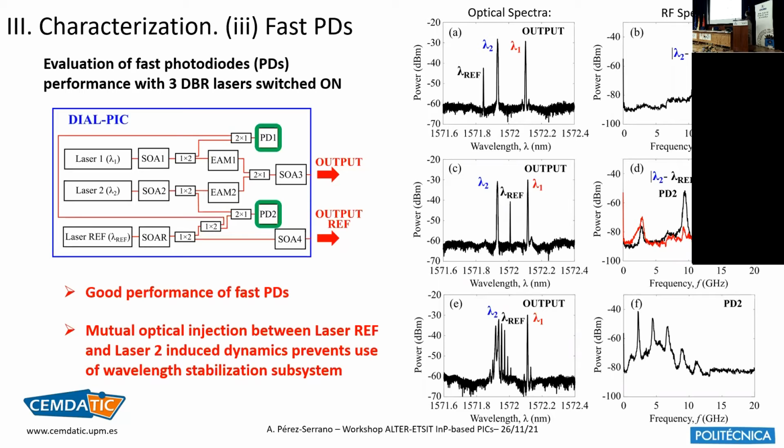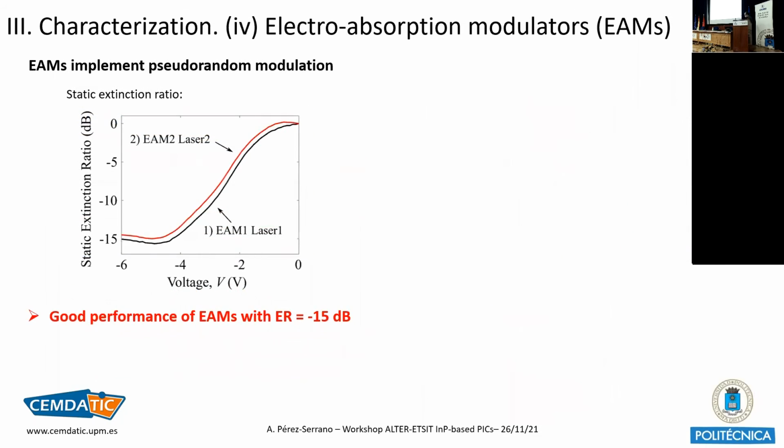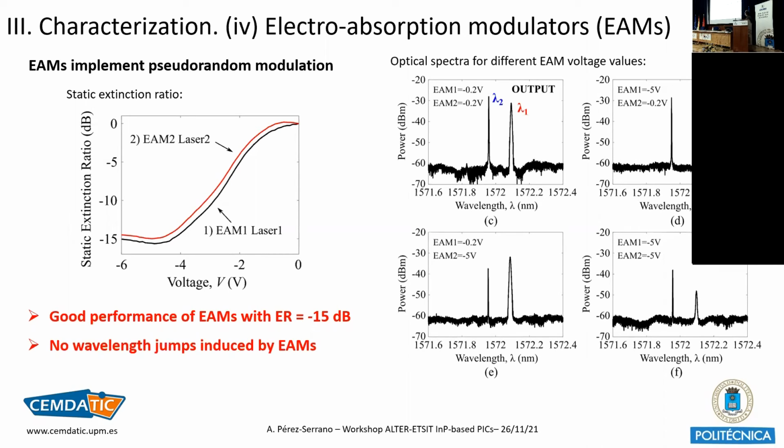So this is a problem, but okay, we can live with that at this stage. We also have characterized the electroabsorption modulators. This is the static extinction ratio versus the voltage applied to the modulators, and we have obtained good performance with extinction ratios of -15 dB. And we also have checked that the wavelength doesn't change, at least appreciably, with the modulation of the electroabsorption modulators.